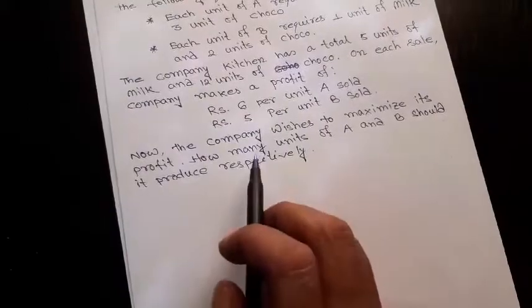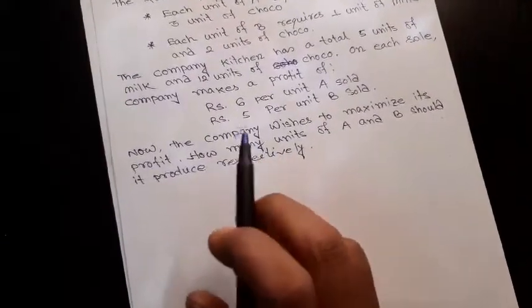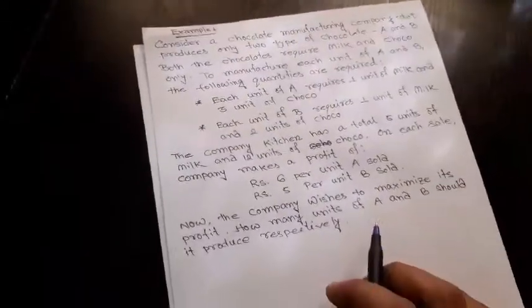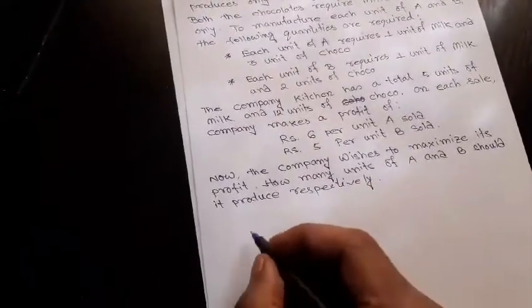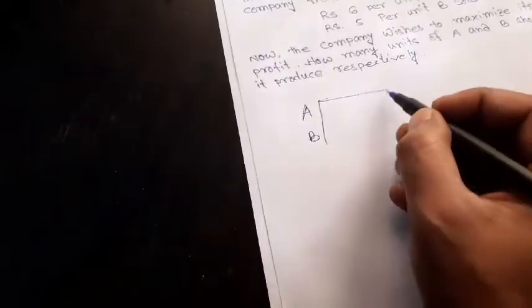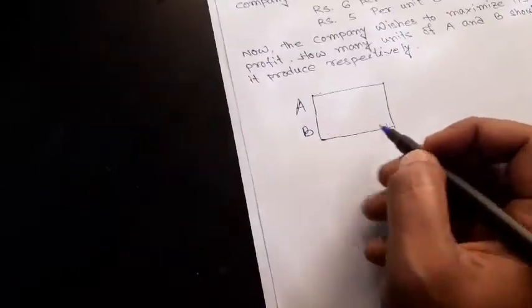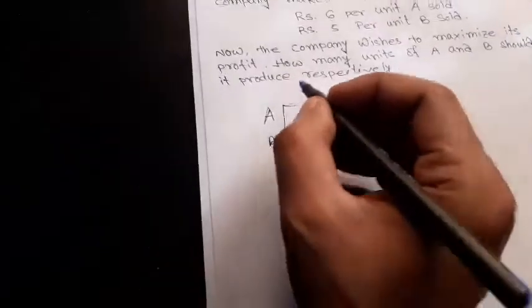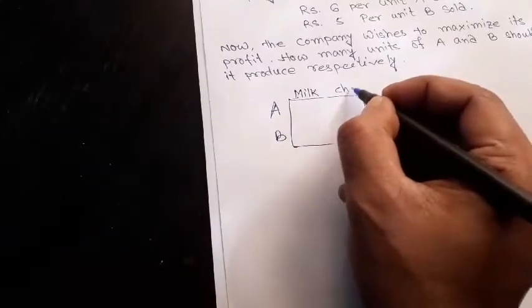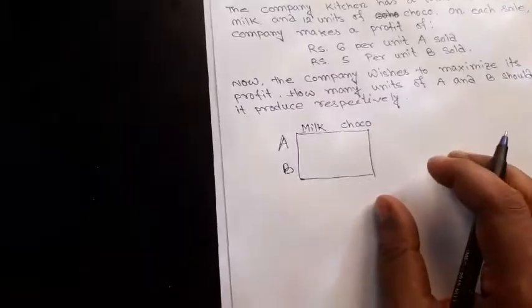You need to formulate this particular problem and find out how many units of A and B it should produce respectively. So what the problem says is that the chocolate manufacturing company produces two chocolates, chocolate A and chocolate B. It requires two resources. One is milk, and another one is choco.